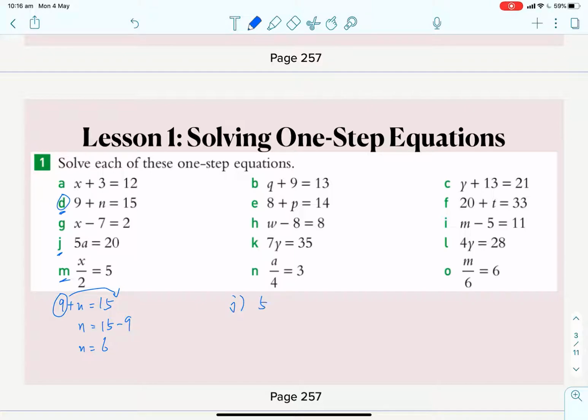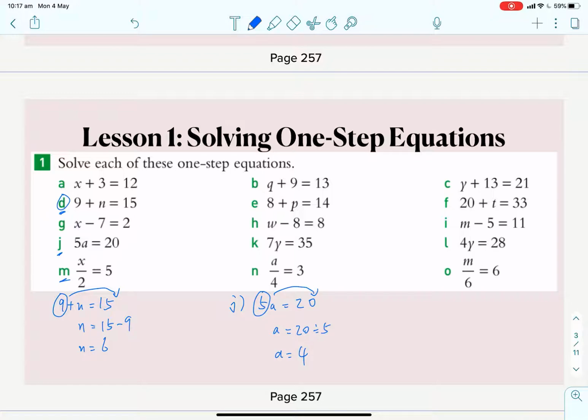So 5a equals 20. As we said earlier, 5a is 5 times a. So if you want to move the 5 to the other side, I know 5 is positive. If we move it to the other side, it's not minus 5, okay? It's because we times. The opposite of times is divide, okay? So a is 20 divided by 5. So a is 4, okay? Make sure you know when to times, when to plus, okay?